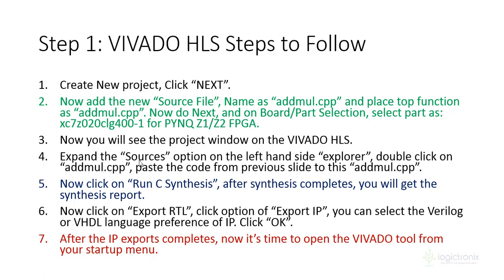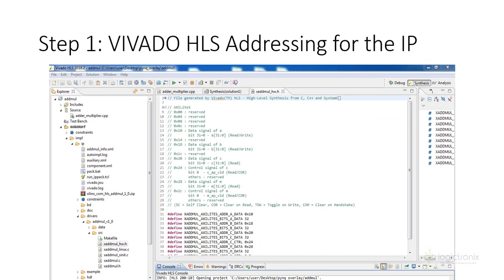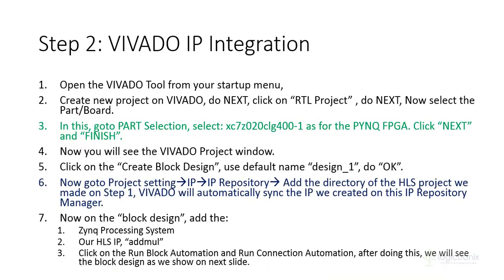And you can see the sources option there, where you can edit the addmul.cpp, and after you edit the source file, you can run C synthesis, which will synthesize the design, and we'll also get the synthesis report for analysis. After the synthesis is complete, we will do the export RTL, which exports our high-level synthesis design to Vivado IP Integrator, so we can do the process in IP Integrator. So this is the first step, and after that we will see the addresses shown here, and we can go for the next step, which is actually Vivado IP integration.